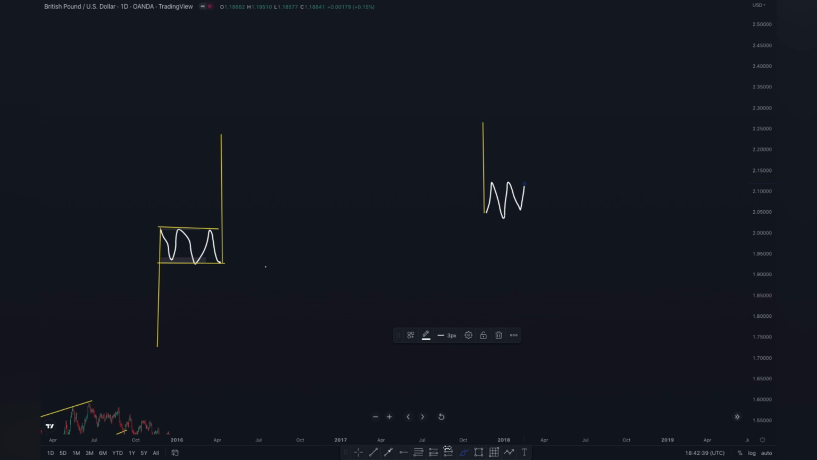Sorry, my drawing is looking like head and shoulders, but I don't want to call it that. I want to call it a flag. Pardon my drawing, this is just using the tools. So this is a bearish flag, right?